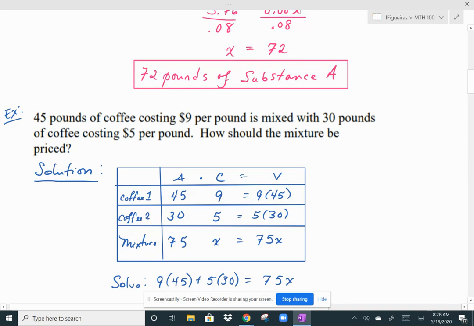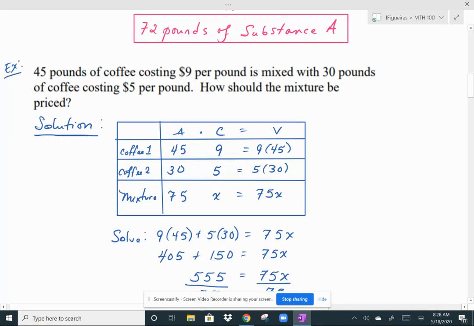Okay, let's go on to another example of cost mixture. Here we have 45 pounds of coffee costing $9 per pound, and it is mixed with 30 pounds of coffee costing $5 per pound. And how should the mixture be priced? So we want to know the cost of the mixed product. So again, here are our ingredients, coffee 1 and coffee 2, creating this mixture. Our amounts are given, 45 pounds as well as the cost. So we have 45 times 9.